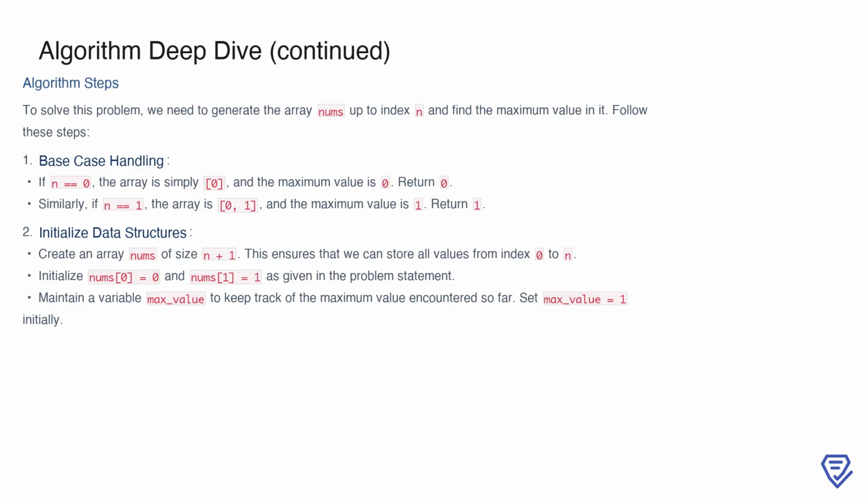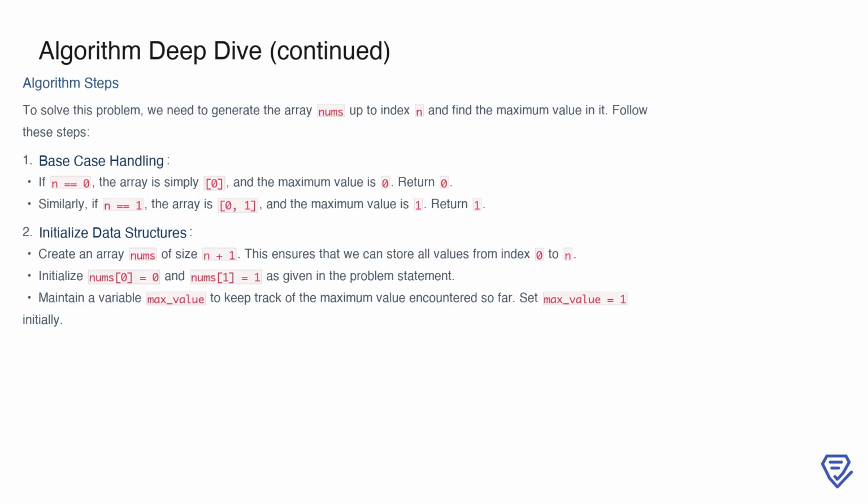If n is 0, the array contains only 0, and the maximum value is clearly 0. Similarly, if n is 1, the array is 0, 1, and the maximum value is 1. In both cases, we return the maximum value directly.